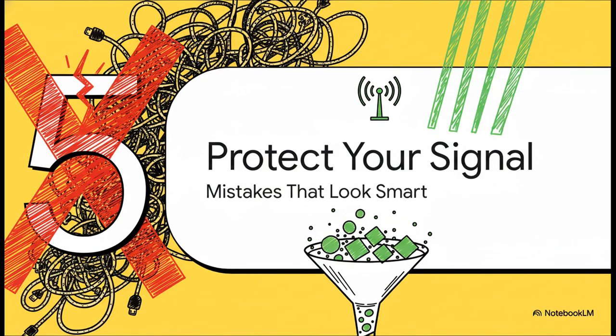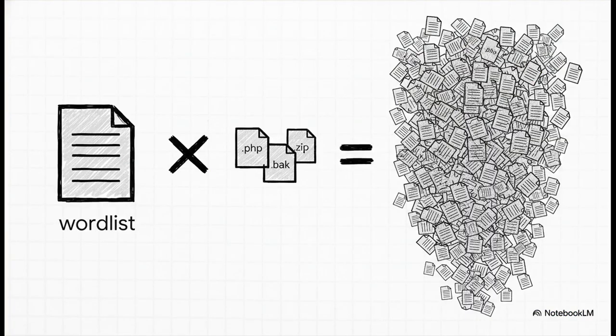Now, to really get good at this, we also have to know what not to do. Let's cover a few common mistakes that look smart, but are actually just destroying your signal. This one feels so productive, right? I'll just check for .php, .bak, .txt. But every single extension you add is a multiplier. You add 5 extensions to a 10,000-word list, and you've just created a 60,000 request monster. You've just massively increased your scan time, probably for nothing.